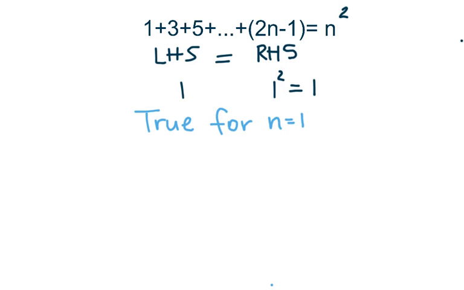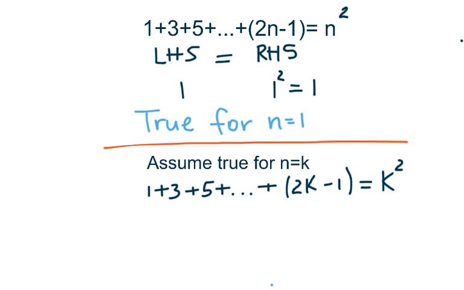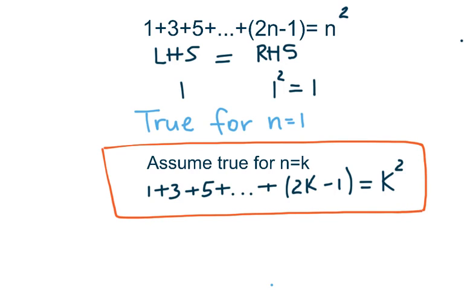Our next step is to assume that it's true for k when n is equal to k. So therefore, 1 plus 3 plus 5 plus my middle terms plus 2k minus 1 should be equal to k squared. And we're going to use this assumption that's in our box to prove that it's true for n is equal to k plus 1.